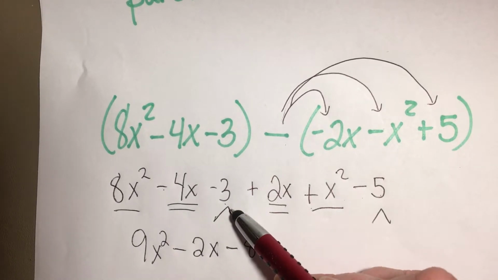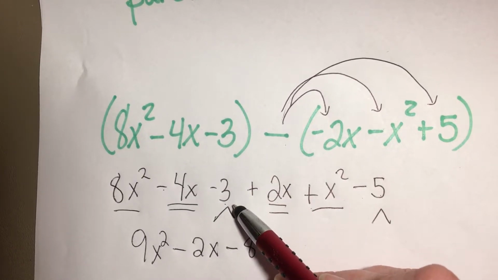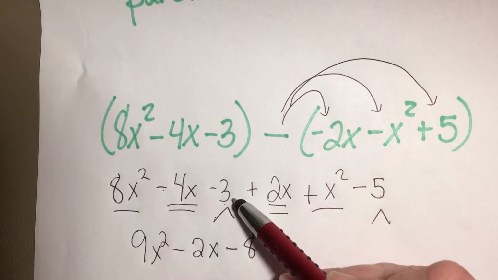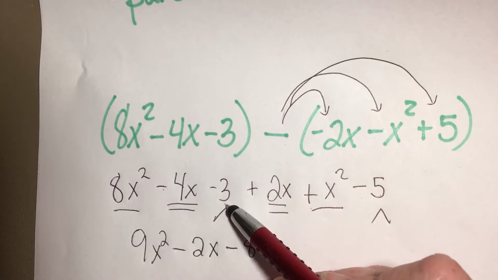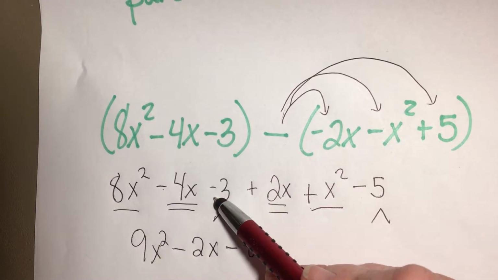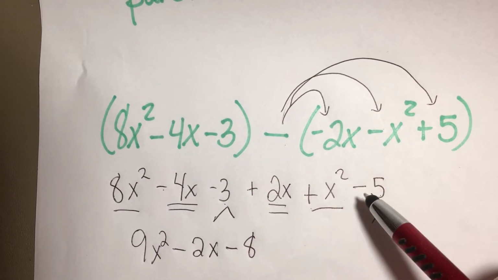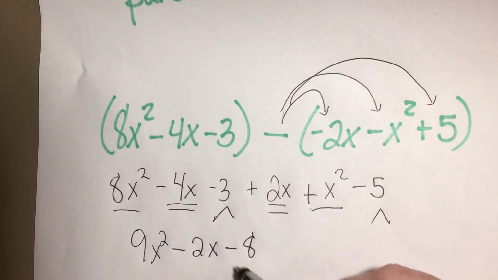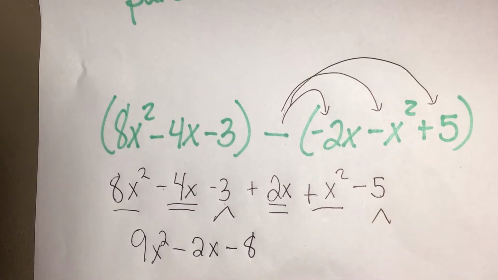And finally, I take the ones that I like to call Prince, Madonna, Cher, people with no last names. So these are constants. They don't have variables. So I have -3 minus 5. When I put that together, I get -8.